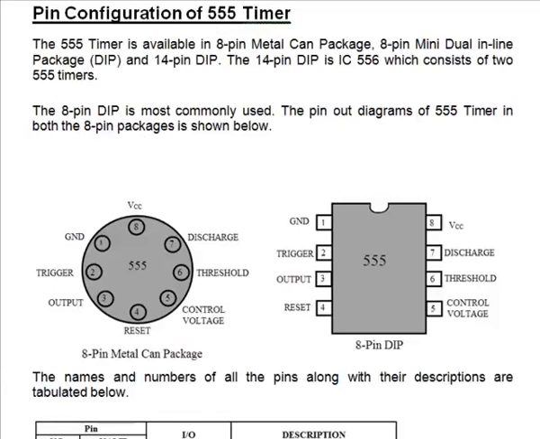Now, in this figure, it will be very easily understood for you, the details of pin configuration of the IC-555 timer. The 555 timer is available in an 8-pin metal CAN package, 8-pin mini dual inline package DIP and 14-pin DIP. The 14-pin DIP is IC-556, which consists of two IC-555 timers. The 8-pin DIP is most commonly used. The pin-out diagram of the IC-555 timer in both the 8-pin packages is shown below.